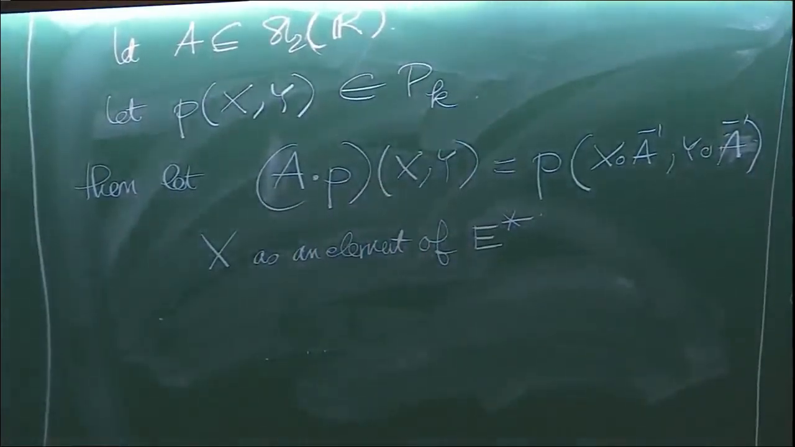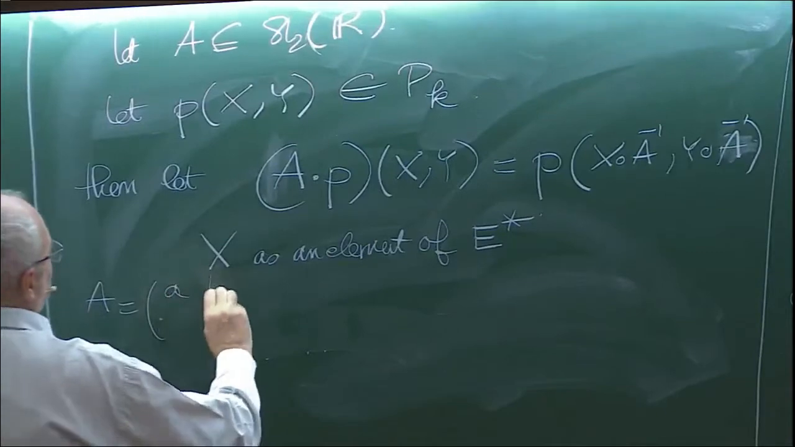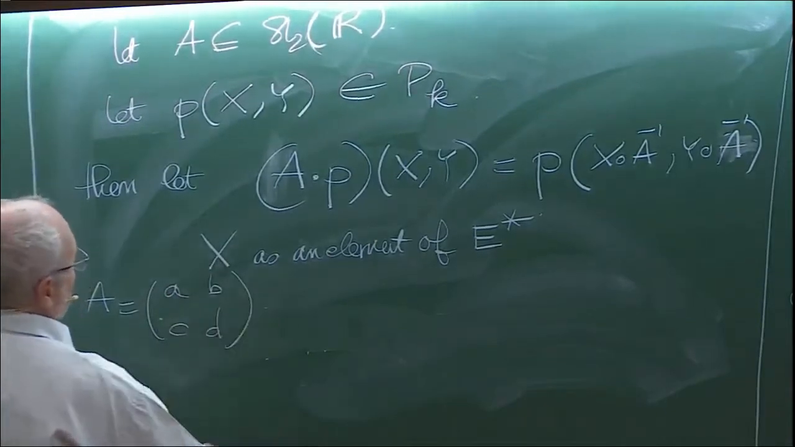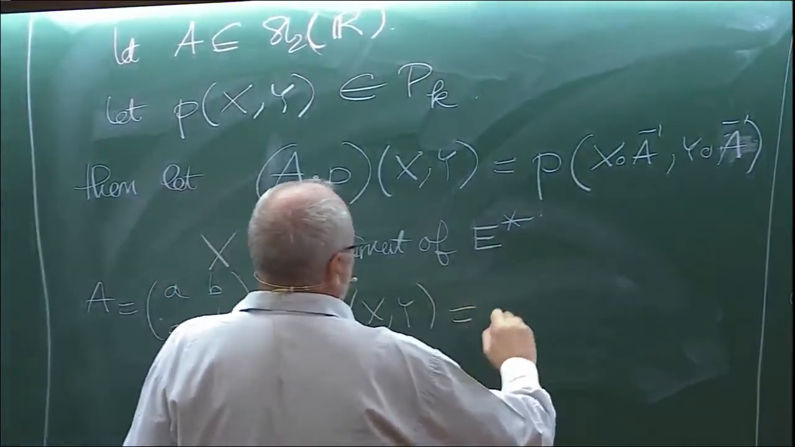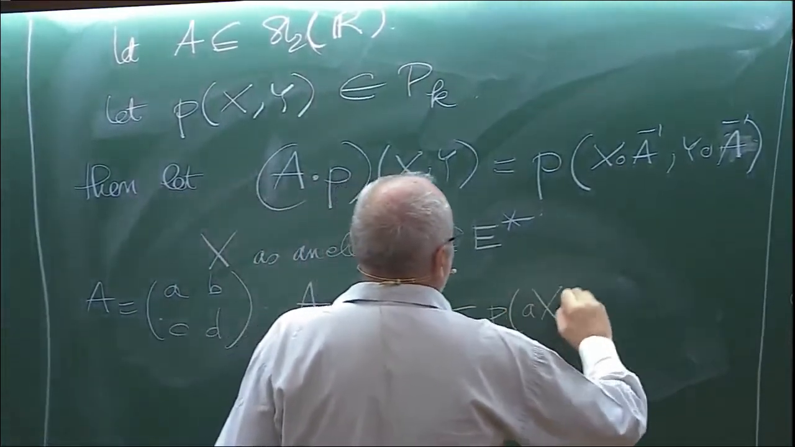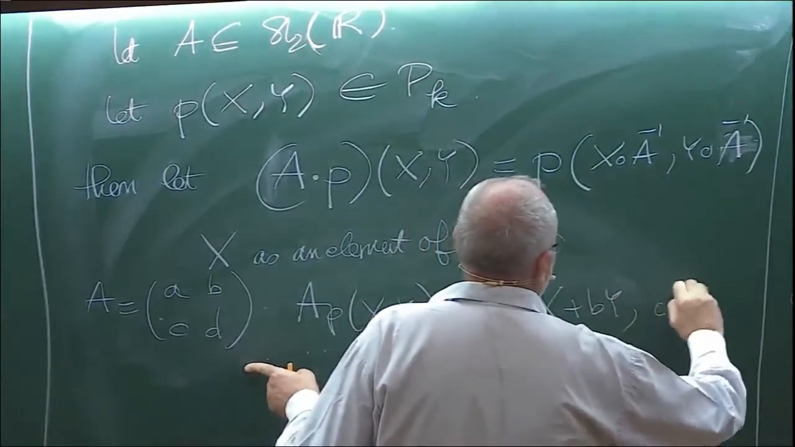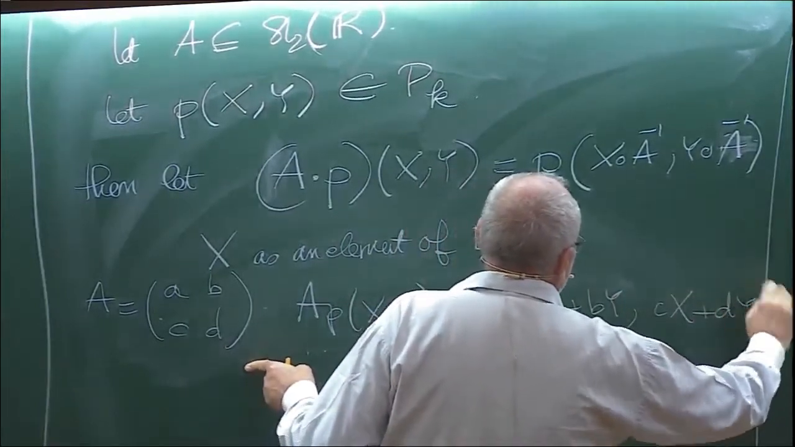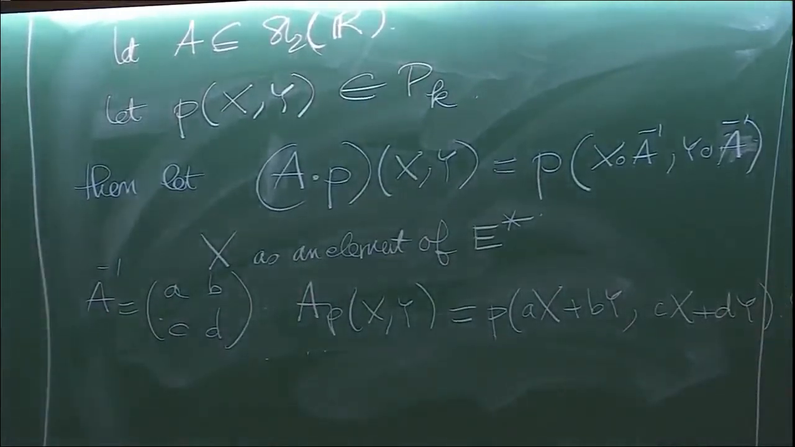So what does it mean in particular? This means that if A is equal to (A, B, C, D), so what is A applied to (X, Y)? This is just (AX + BY, CX + DY). So let's say if A minus is equal to that, and this might well be that. Okay, something like that.